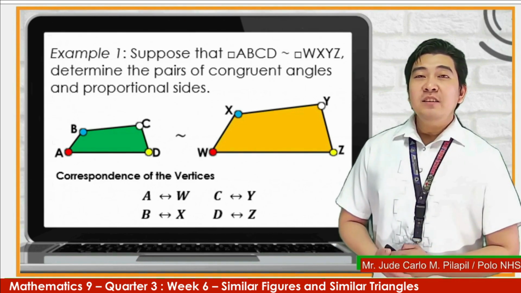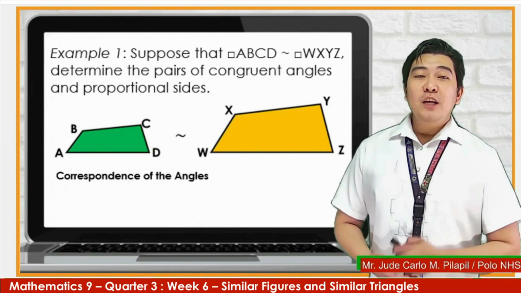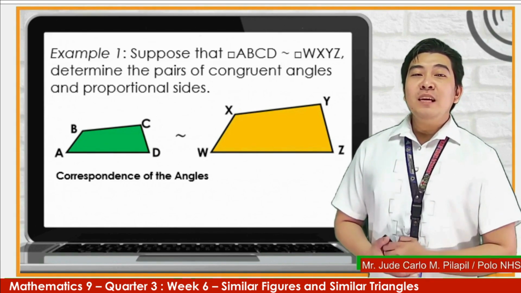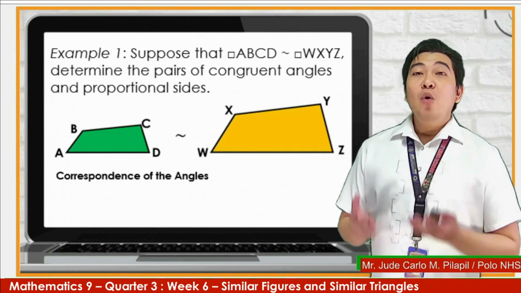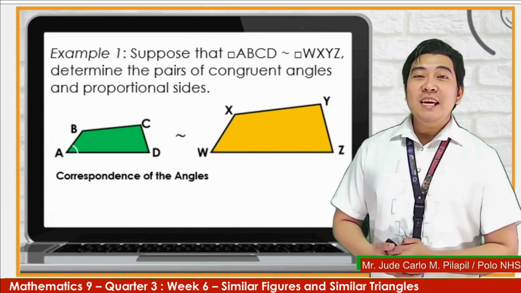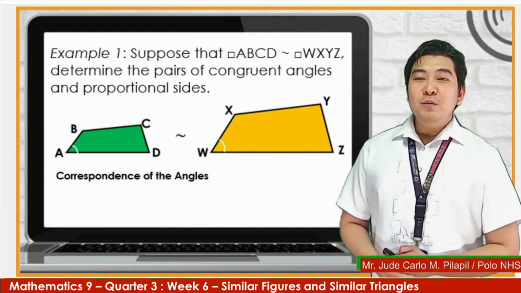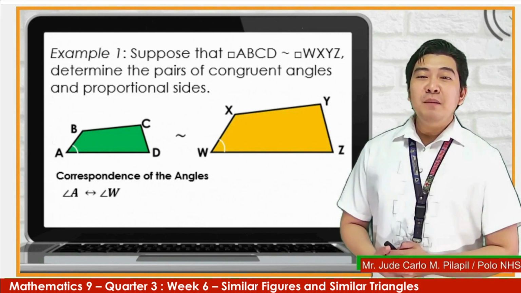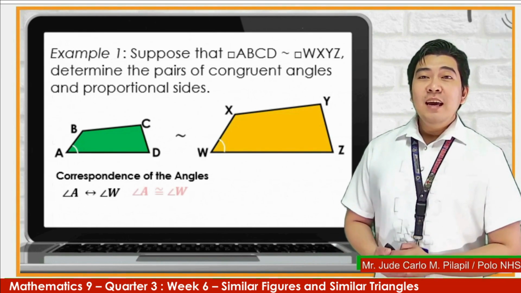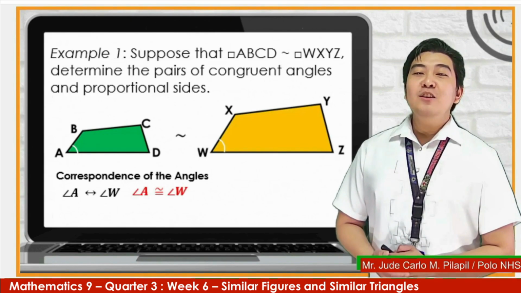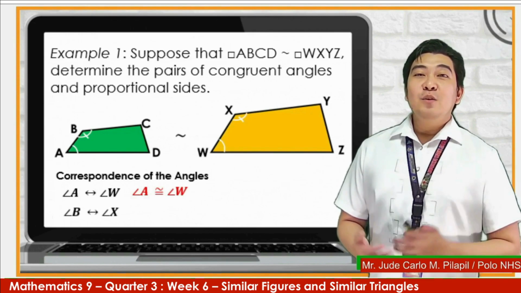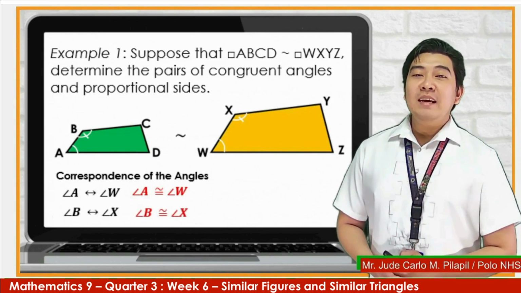After knowing the correspondence or the proper pairing of the vertices, correspondence or pairing of angles and sides can be made. We should take note that the order of the vertices is important when naming corresponding sides and angles. Angle A of quadrilateral ABCD corresponds to angle W. Based on the definition of similar figures, their corresponding angles must be congruent. So therefore, we can say that angle A is congruent to angle W. Next, angle B corresponds to angle X. So therefore, we can say that angle B is congruent to angle X.